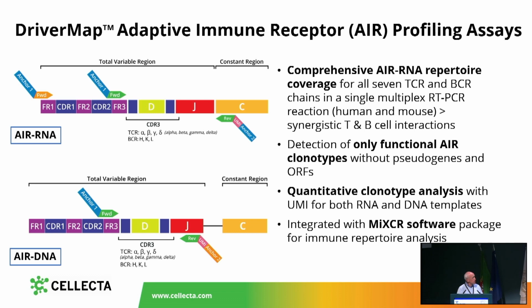Both primers for DNA and RNA incorporate unique molecular indexes, which are very critical when you're dealing with such high complexity of molecules like immune receptors. And for data analysis, we integrated this with the MiXCR software package.